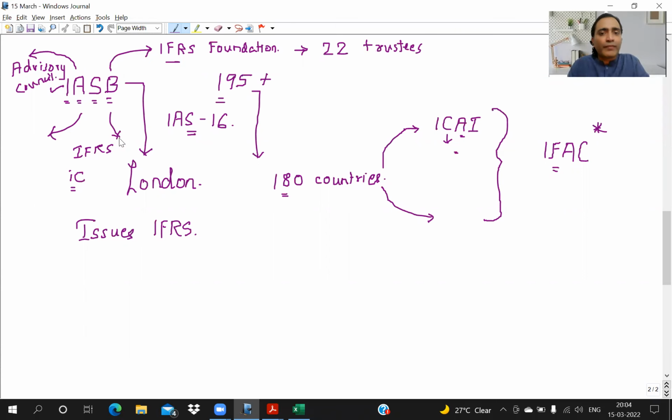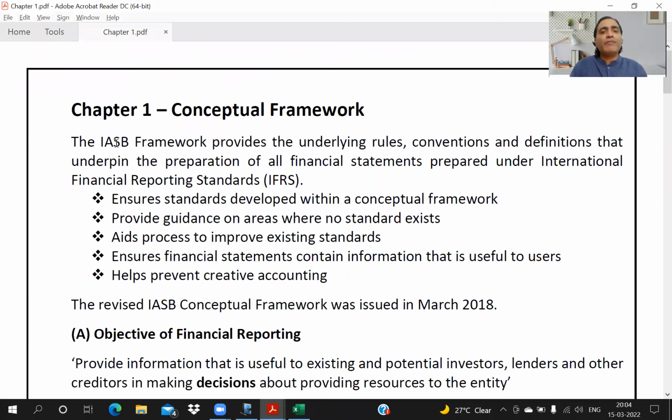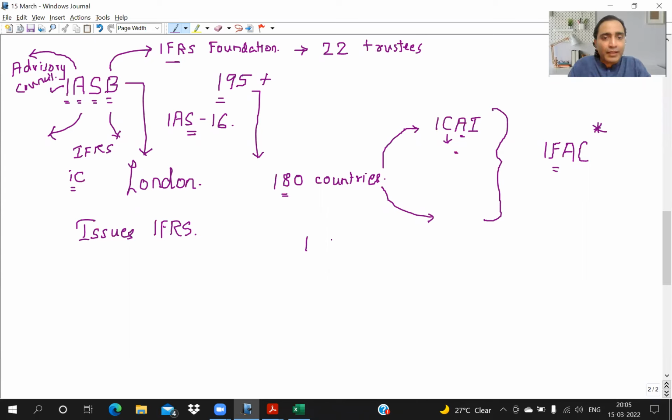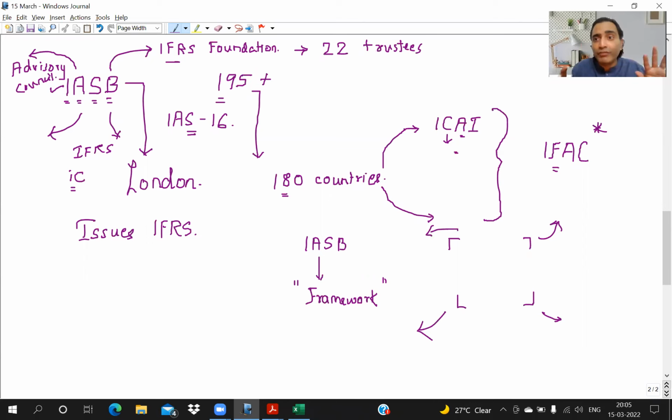Now, the IASB framework. They have come up with a framework. Try to understand the context of the term framework. It's like the four pillars of a wall. Whatever your accounting policies and accounting estimates are, they should not fall beyond these limits. So the framework gives the boundaries beyond which we cannot go.